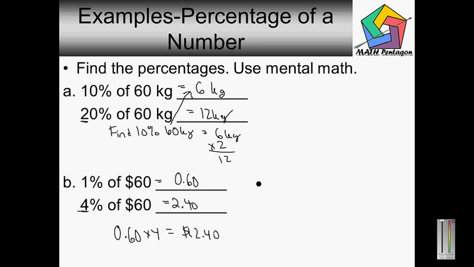Remember, finding 1% of a number, you have to divide by 100. Now if the percentage is more than 1, we're going to have to multiply by that number. And as you can see here, we have 4%. So we multiplied. So we got the answer of $2.40 as our final answer.